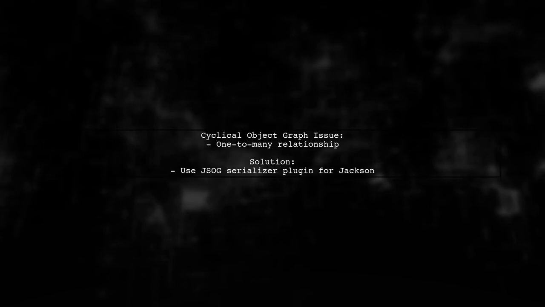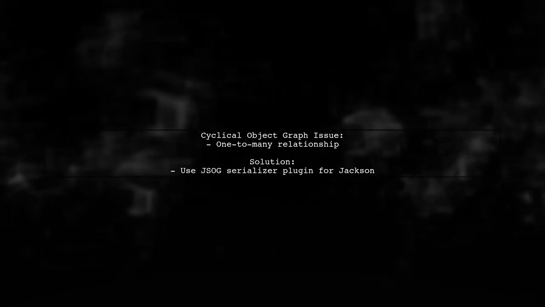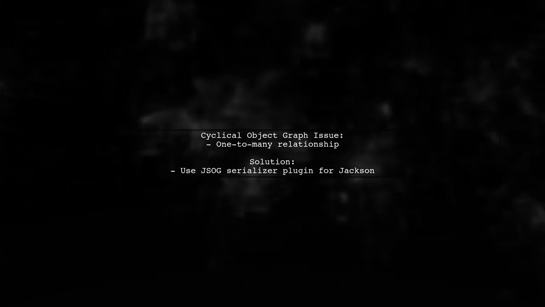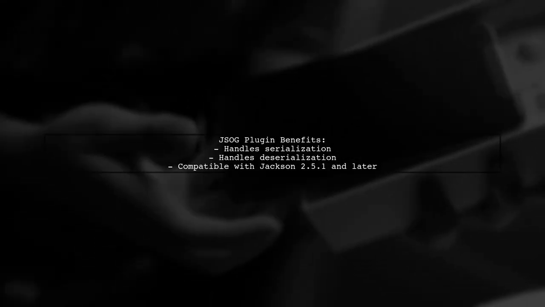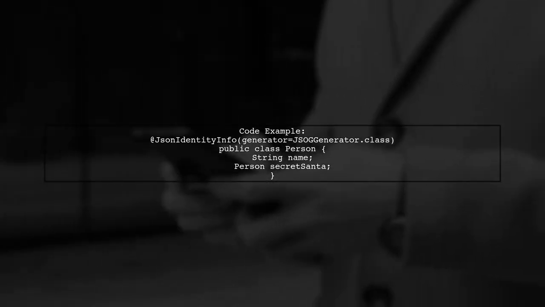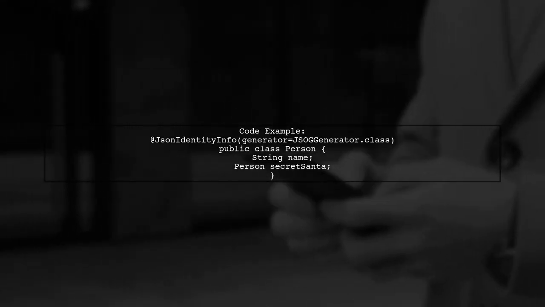Let's now look at a user-suggested answer. If you're facing a Jackson exception due to a cyclical object graph in your one-to-many relationship, there's a solution. You can use the JSON Serializer plugin for Jackson. This plugin can handle both serialization and deserialization of cyclical object graphs since Jackson version 2.5.1. Here's a quick code example. Use the @JsonIdentityInfo annotation with the JSON generator class in your person class.